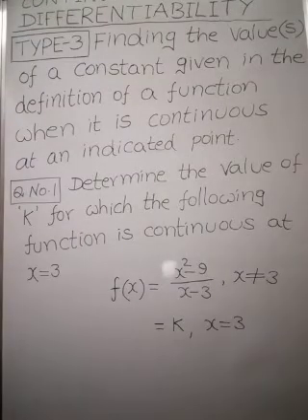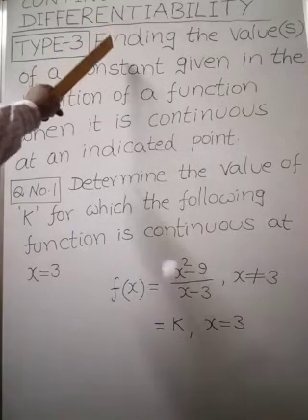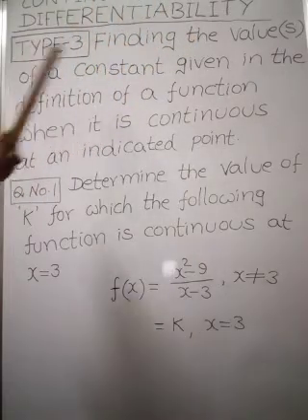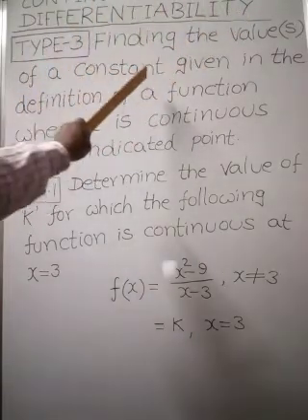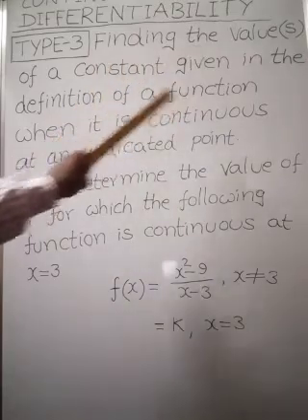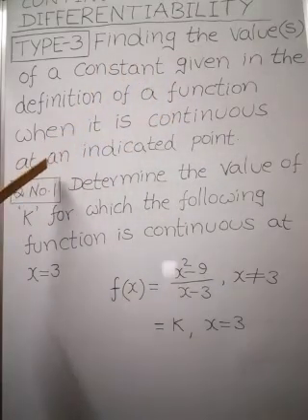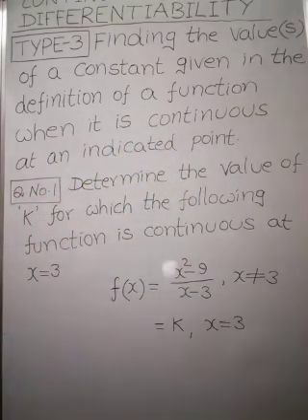Now, come to the questions of type 3. In this type 3, we have to find the value or values of a constant given in the definition of a function when it is continuous at an indicated point. Here we have to find the value of a constant or values of constants if the given function f is continuous at that point. Okay, my dear children, to understand this type of questions, let us take one example.